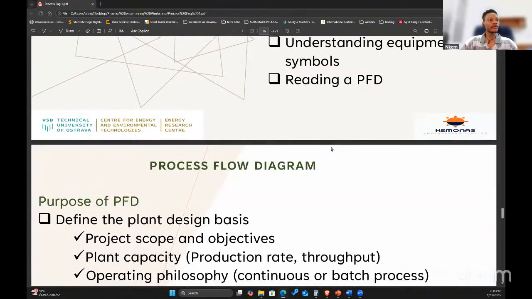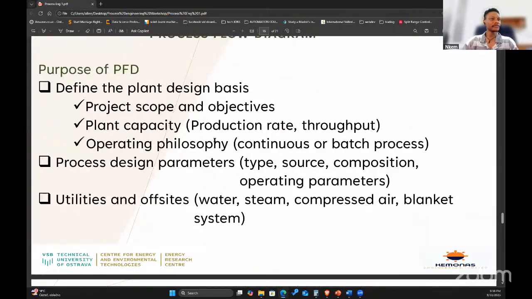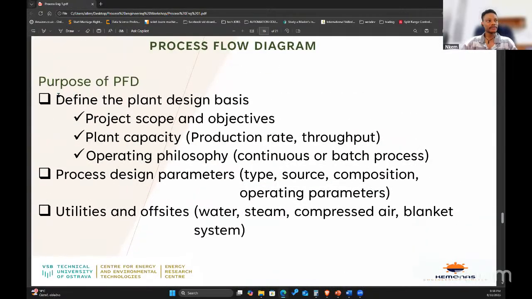So going forward, now the purpose of the PFD, one, is to define the plant design basis, which involves the project scope and objective. For example, let's not think about the English grammar. In simple terms, define the plant design basis.